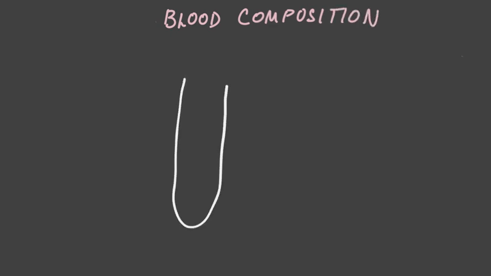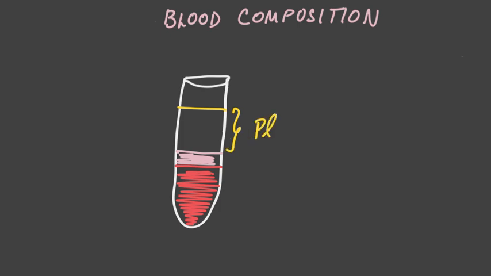Let's take a quick look at blood composition. If we were to draw blood and place it in a test tube and centrifuge the test tube, blood will separate into three layers. The bottom layer that you see in red here is packed with red blood cells. The next layer, which is the buffy layer, is made up of white blood cells and platelets. The top transparent liquid layer is made up of plasma.